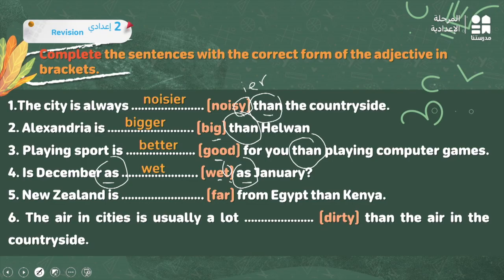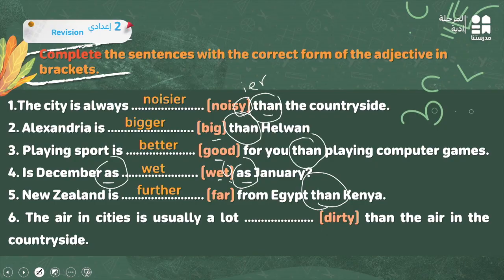New Zealand is farther from Egypt than Kenya. New Zealand is a country. Here, I have than, which means I have a comparative case, which means I have to add er to the adjective. So here, New Zealand is far, so I say further. And as I mentioned in the last session, as I reminded you last time, it can be farther with a or further with u. Both are correct.